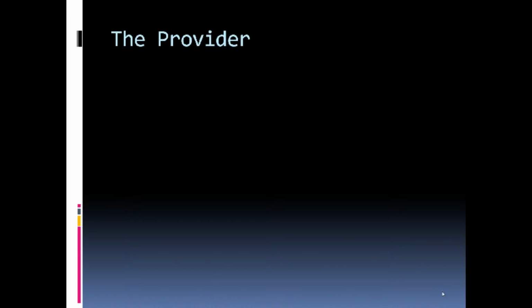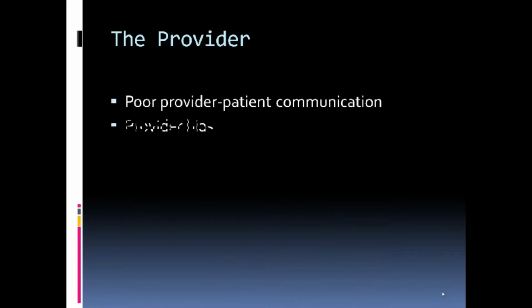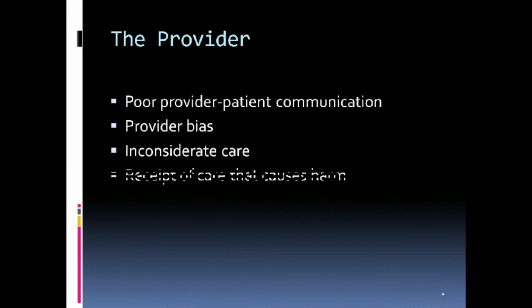Disparity in care may involve the relationship or lack of relationship to a provider, or poor provider-patient communication. The provider may exhibit bias or deliver care without full consideration of a patient's preferences and values. According to the U.S. Department of Health and Human Services' 2011 National Healthcare Quality and Disparities Report, it is too often that Americans do not receive the health care that they need, or they receive care that causes harm.